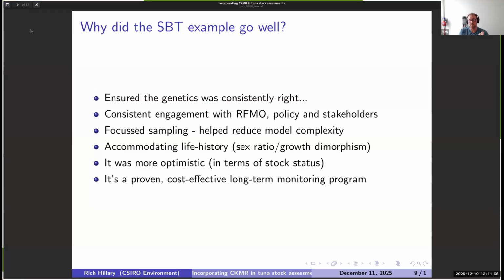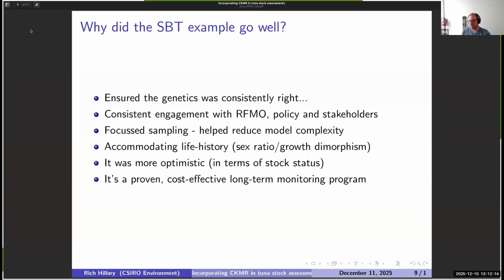Not as exciting as all the modeling, but consistent engagement with the RFMO, your members in the RFMO, the policy people and the stakeholders is a massive part of ensuring you've got the sampling good, ensuring you've got buy-in. It's not the most exciting bit of the process, but it's massively important.